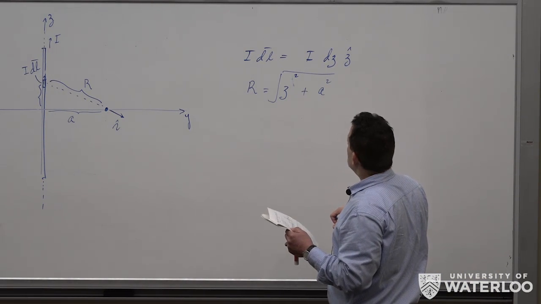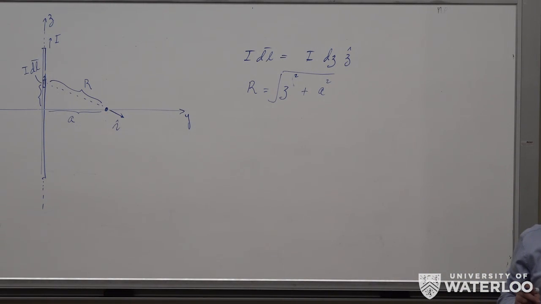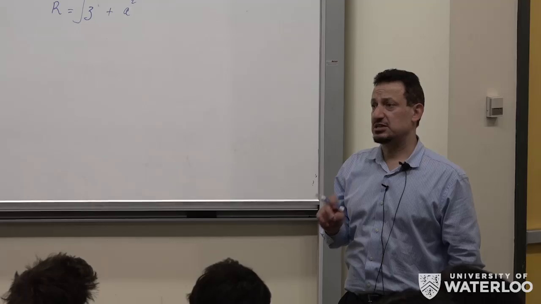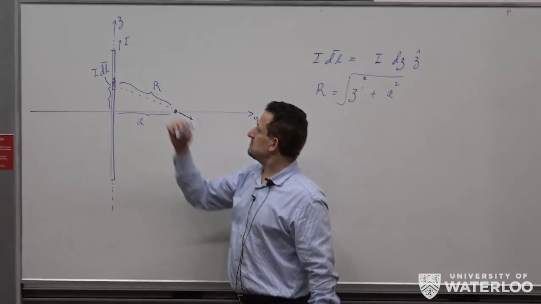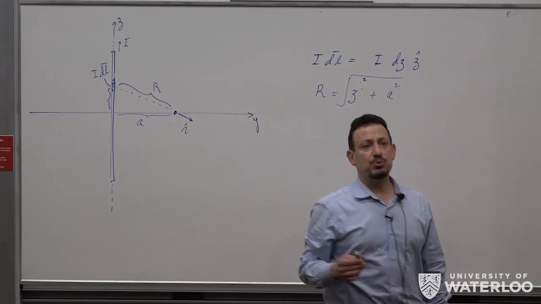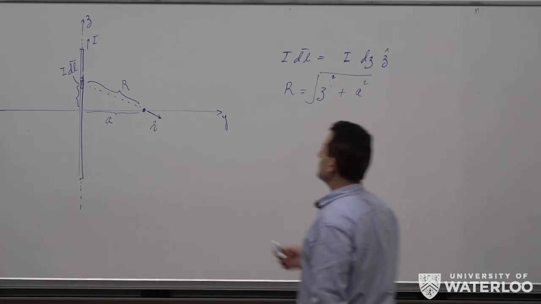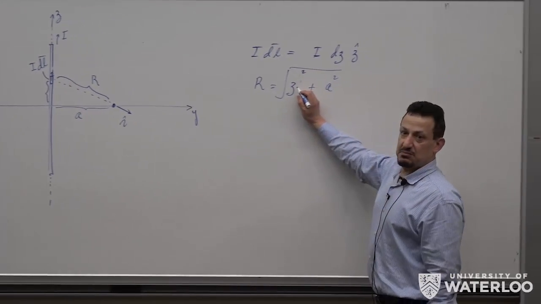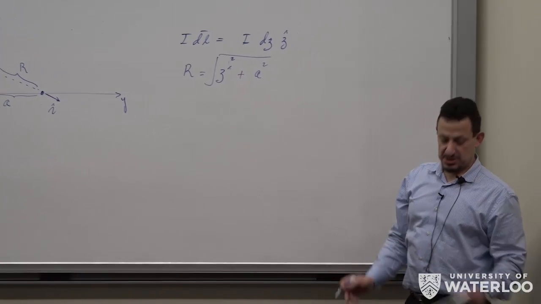Now, we have to be careful to distinguish between the observation point and the source point, very similar to what we did for the electrostatic potential. This is an observation point. My observation point will not have a primed coordinate. My source will have a primed coordinate. So that's why I give myself some space. I'm going to put Z prime here.